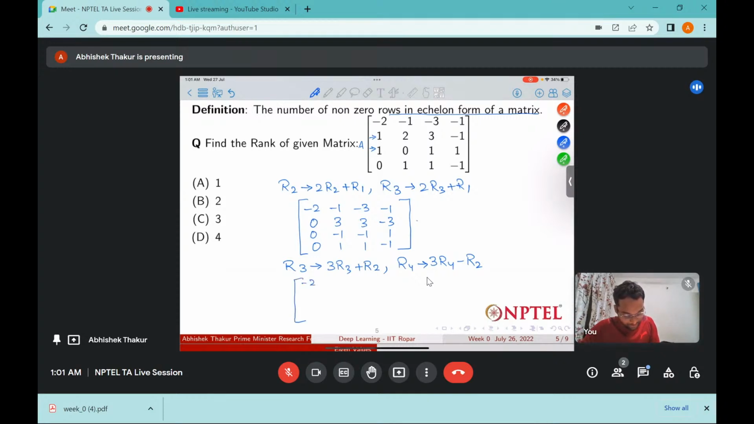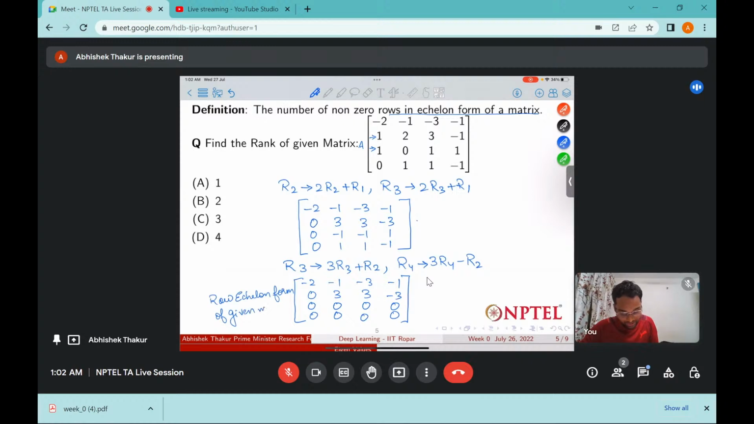The first row is unchanged: minus 2, minus 1, minus 3, minus 1. The second row is also unchanged. Now this will become minus 3 plus 3, that is 0. Minus 3 plus 3, 0. 3 minus 3, 0. 3 minus 3, 0. Minus 3 minus 3, that is 0. So this is our row echelon form of the given matrix.